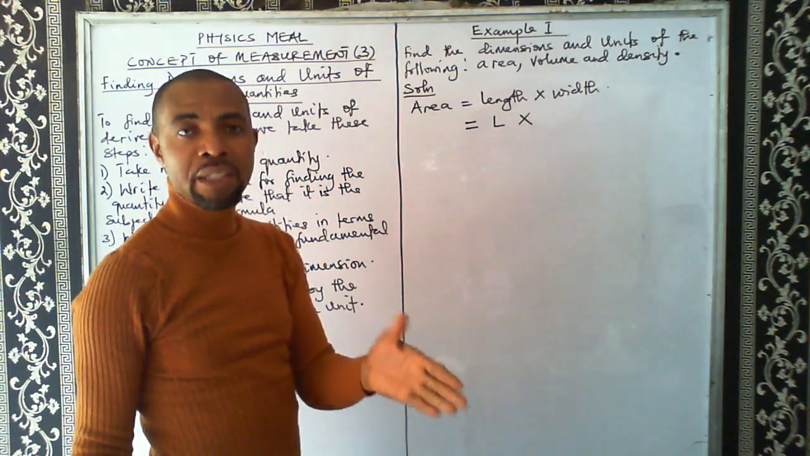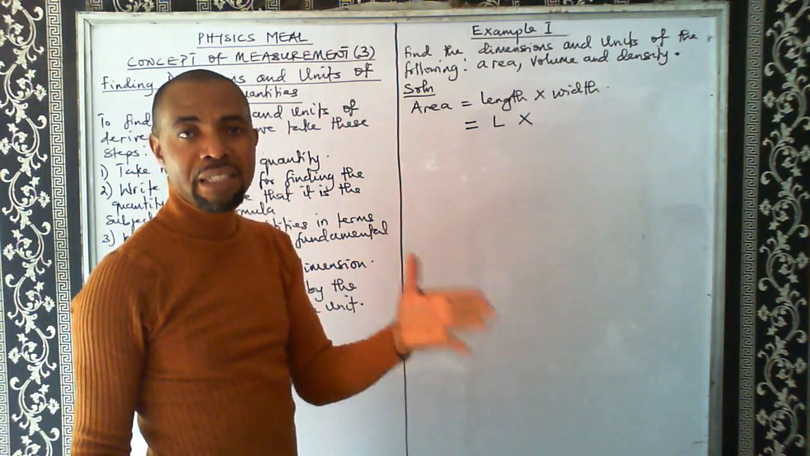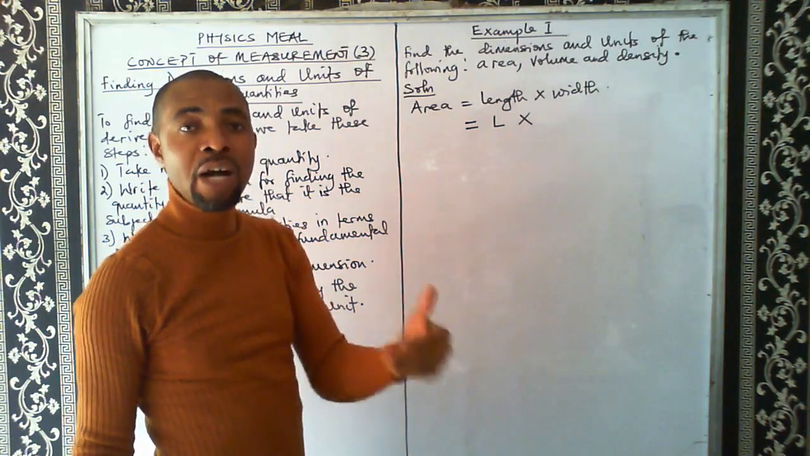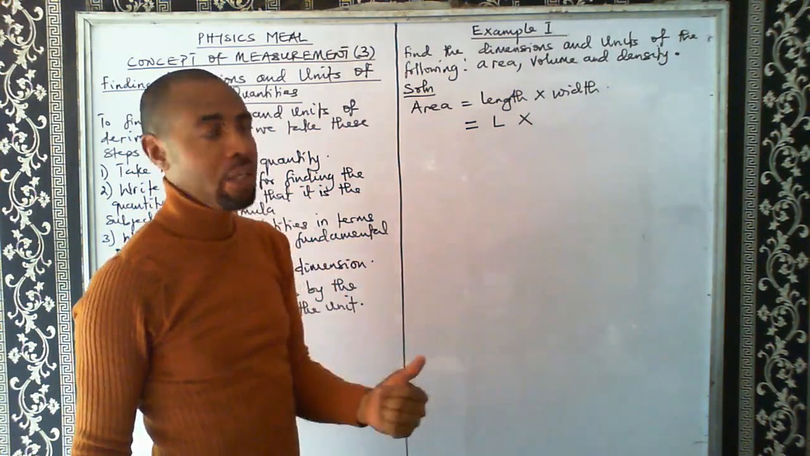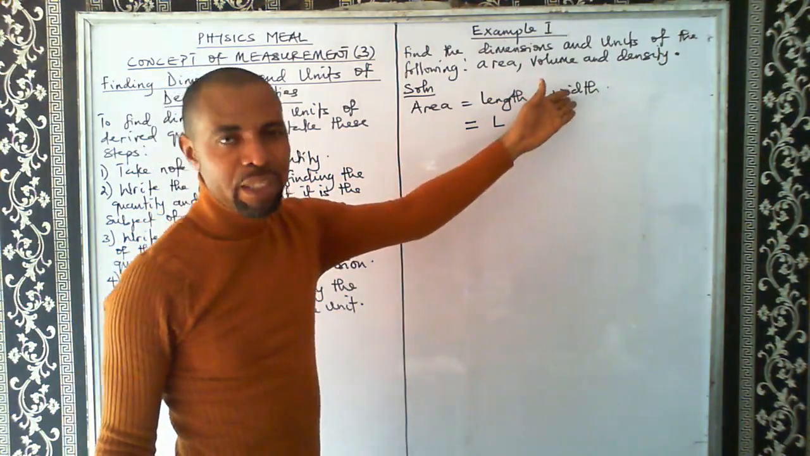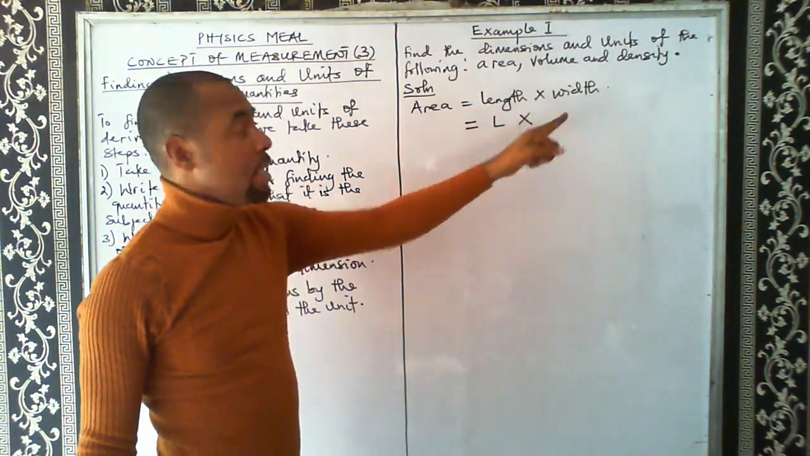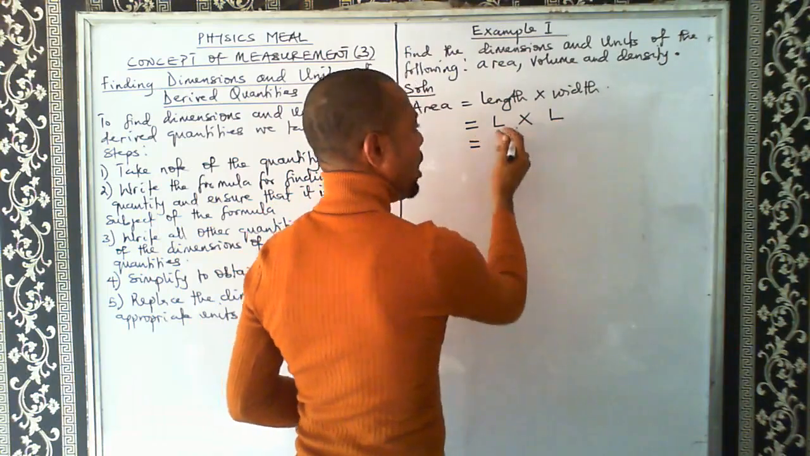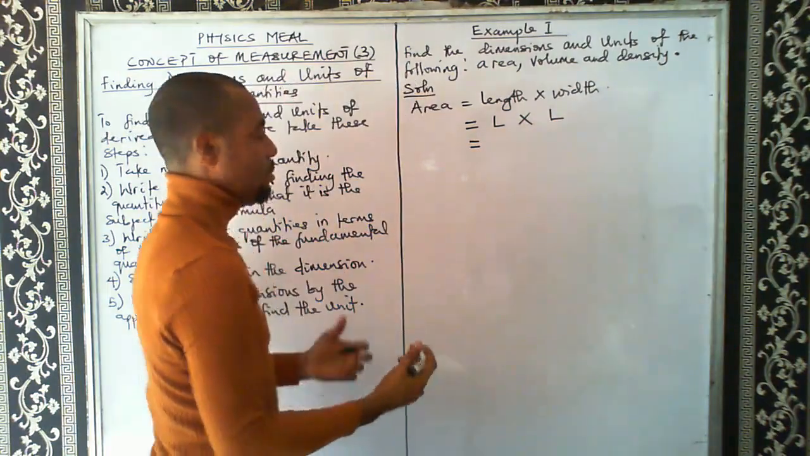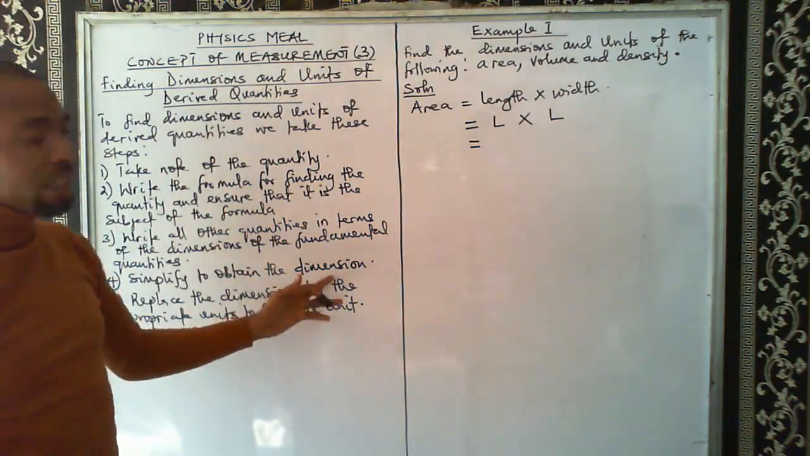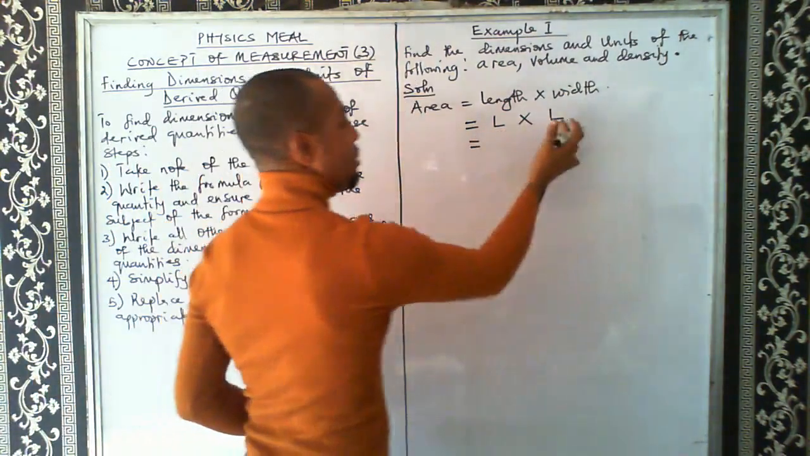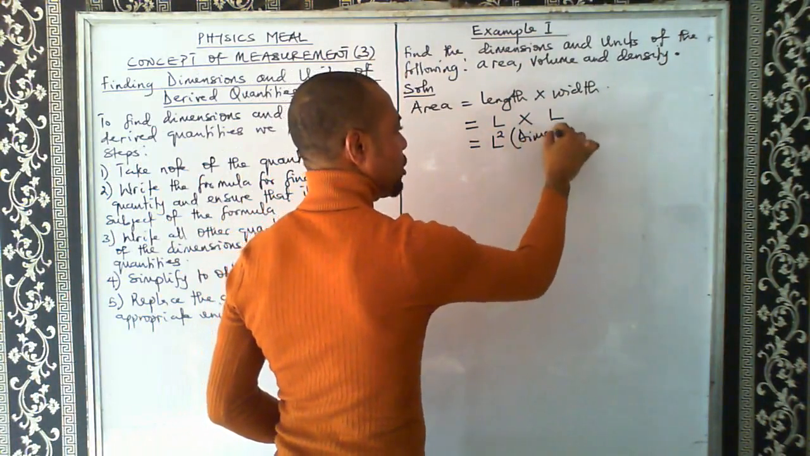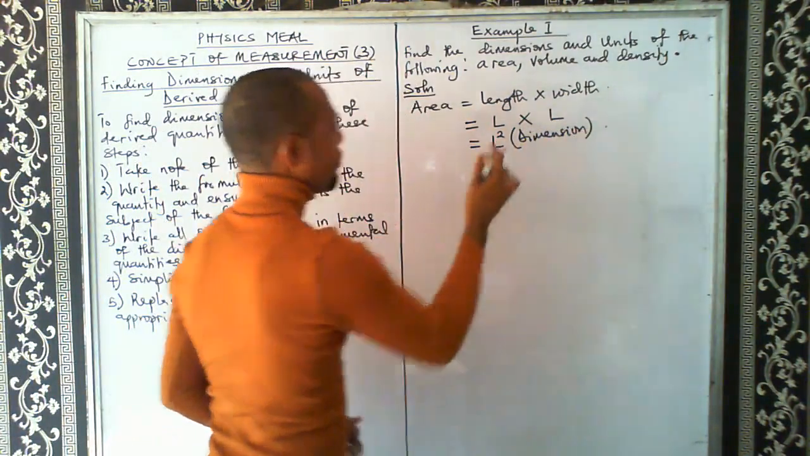We said width, breadth, height, depth, thickness, distance, displacement, all these are length. And because of that, they will have the same dimension as length. So since we have already established that width is also length, that means the dimension of width will also be L. So when length multiplies length, because they now say simplify to obtain the dimension, length times length will give me length raised to power 2. This is now the dimension of area.